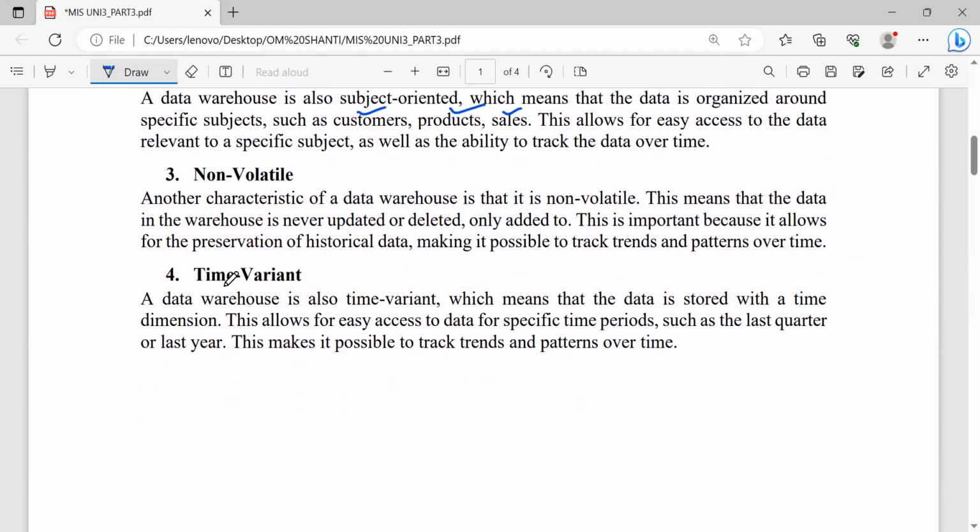Next is time variant. Time variant means we have the data of each and every time period, like a full year of data, the data of the last 20 years, data of 1 month. Time variant means data is stored in a time dimension. What is its benefit? Suppose we want to see the details of a student who joined the college in 2015. If we have the data, then we can easily gather the information for that particular student.